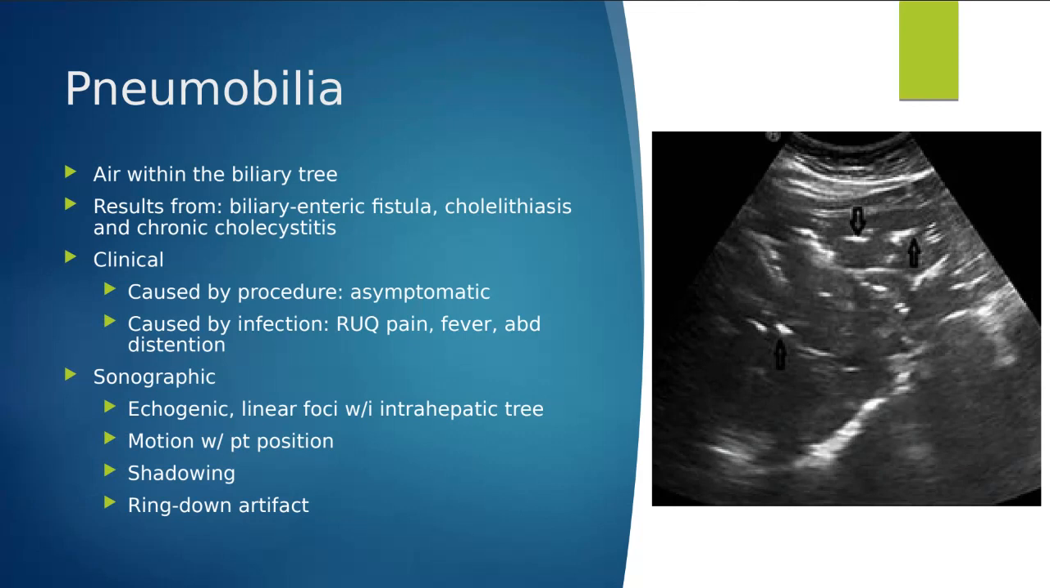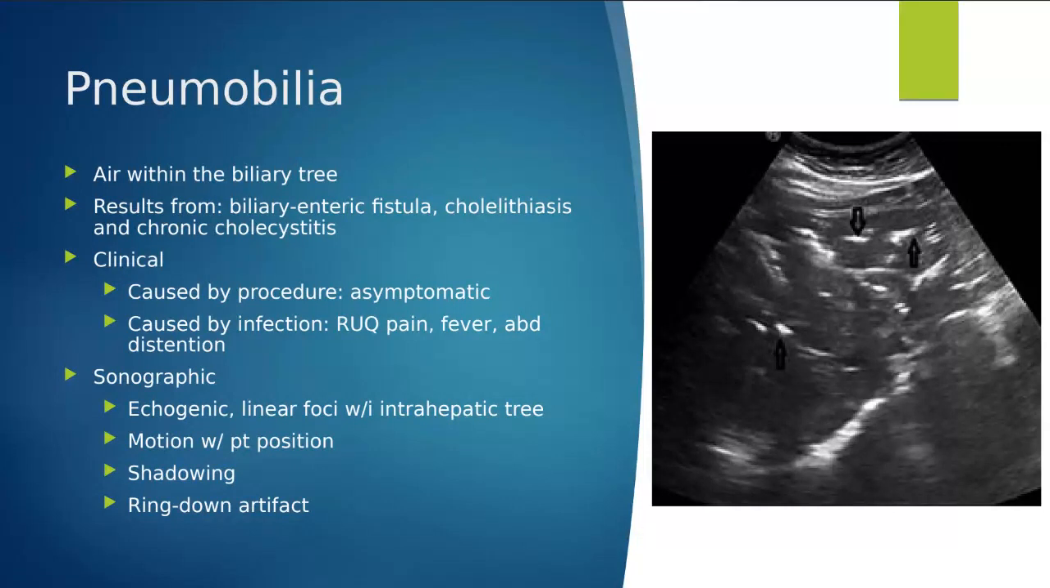This is when we have air within the biliary tree. This is going to be caused by, of course, cholelithiasis and chronic cholecystitis, but also when we have a biliary enteric fistula. So this means that we have an abnormal communication between our biliary tree and our digestive tract. So we can have this type of direct communication of fecal cells and bacteria that can go into our biliary tree because there's this abnormal communication and connection between the two when there shouldn't be.